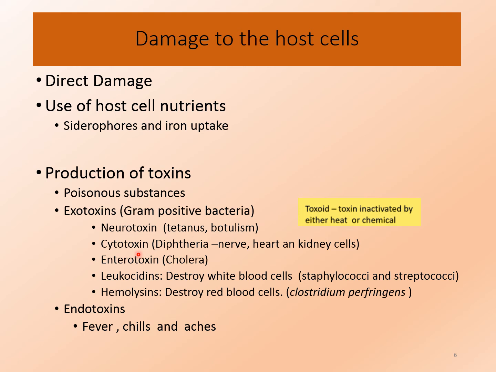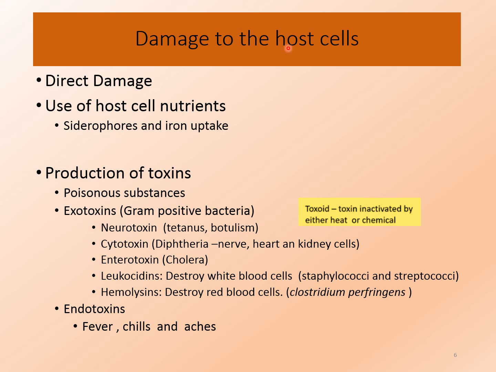Cytotoxins are those which cause death or damage of cells. For example, in diphtheria, nerve cells, heart cells, and kidney cells are damaged or killed. Enterotoxins affect the gastrointestinal tract cells, as in the case of cholera. Leukocidin destroys WBCs and is produced by Staphylococcus and Streptococcus. Hemolysin destroys red blood cells and is produced by Clostridium perfringens.